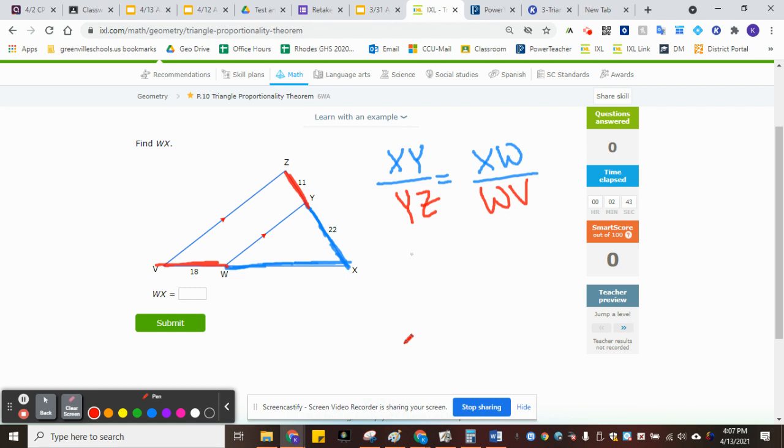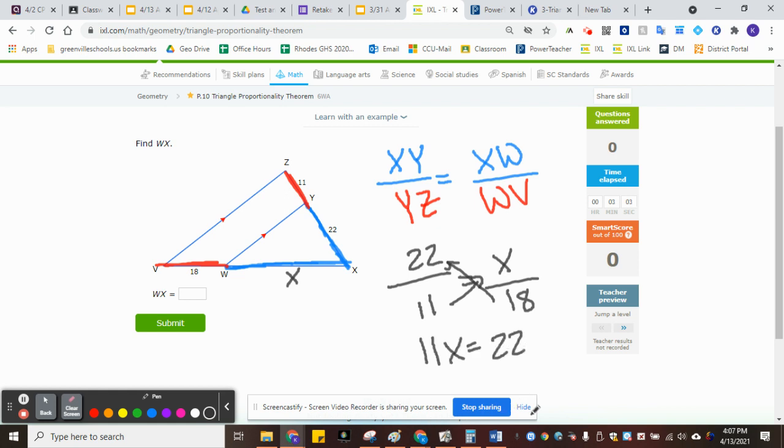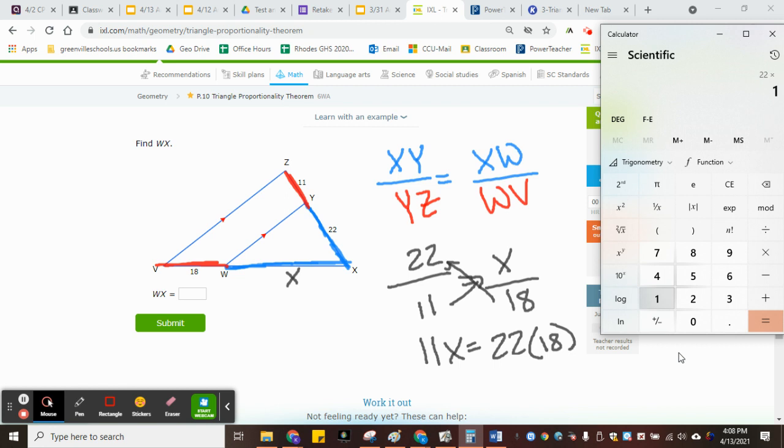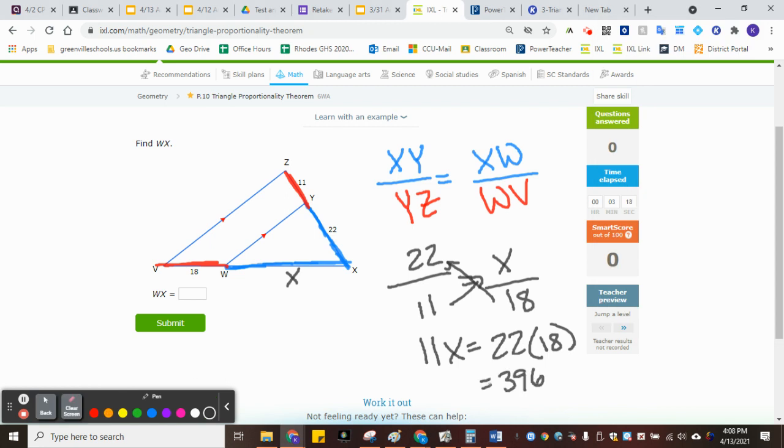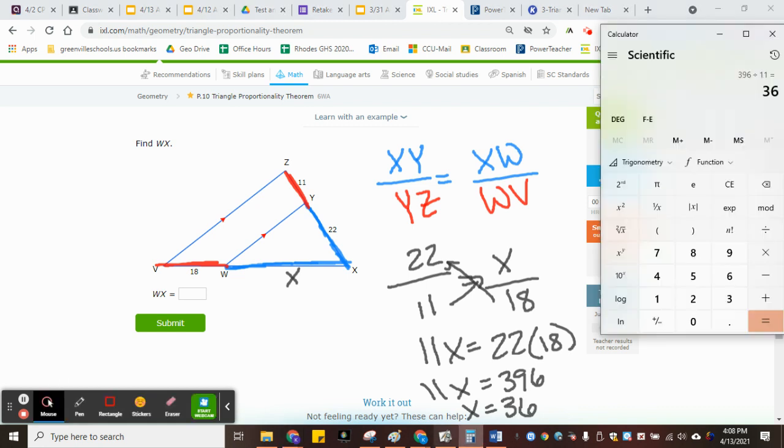So you fill it in. XY would be 22, YZ is 11, XW is what we're searching for, so I'm just going to put an X, and WV is 18, and you cross multiply. So 11x equals 22 times 18. 22 times 18 is 396, divided by 11 is 36. 396 equals 11x, so x equals 36. Yeah, 36.